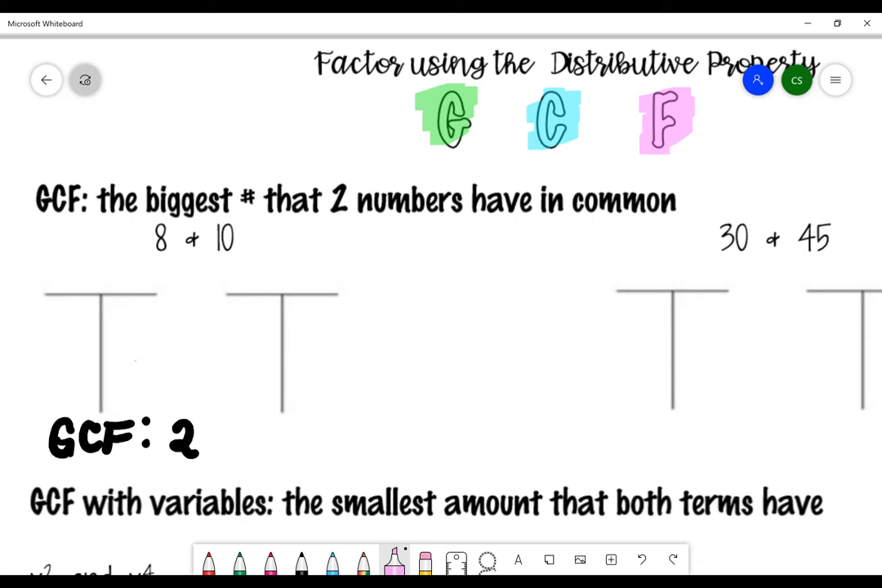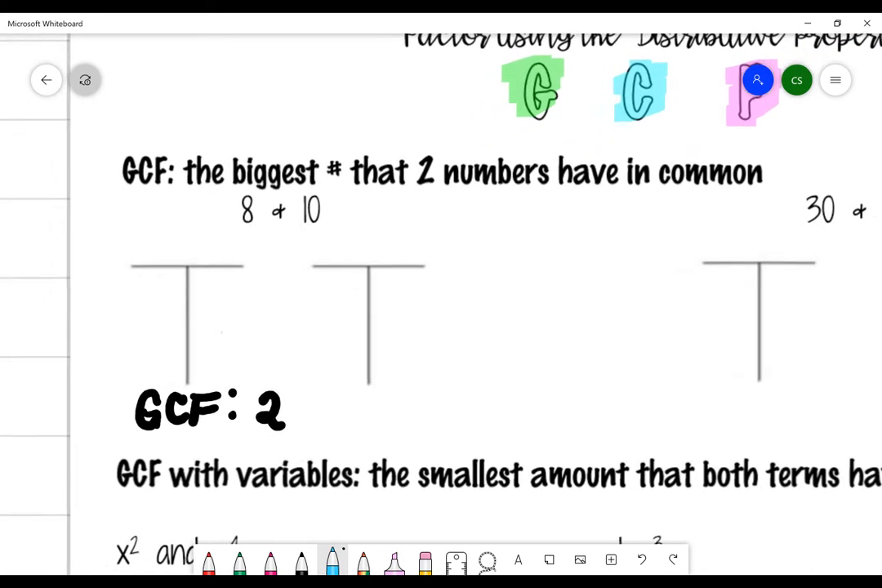Basically, what's the biggest number that divides evenly into two numbers? So if I'm asking you what is the greatest common factor between 8 and 10, I can find that out by listing the factors of 8 and 10. Factors are two numbers that multiply to give me a number. So two numbers that multiply to give me 8: 1 and 8, and I can multiply 2 and 4 to give me 8. There are no other numbers that I can multiply to give me 8 besides 4 and 2 and 8 and 1, which is the same thing.